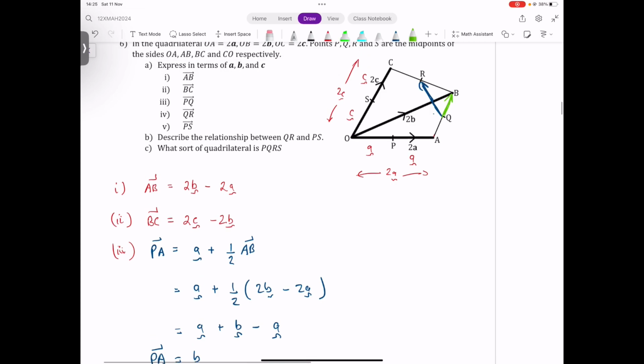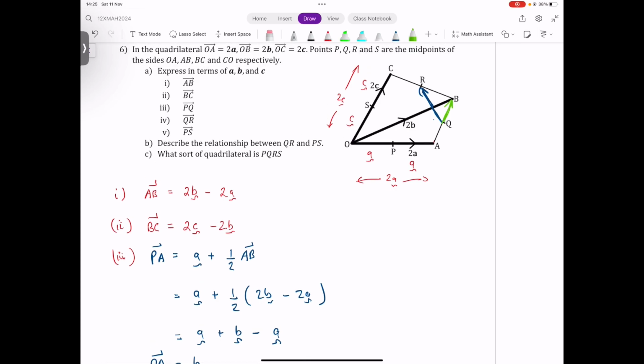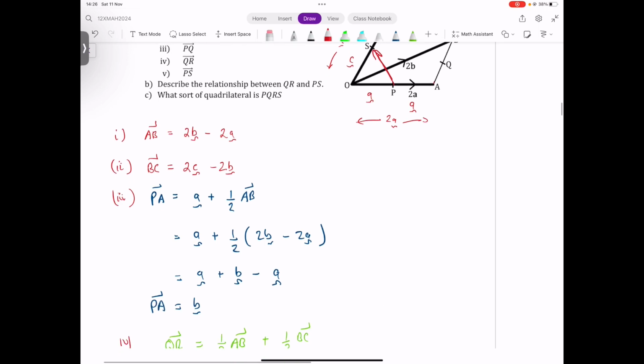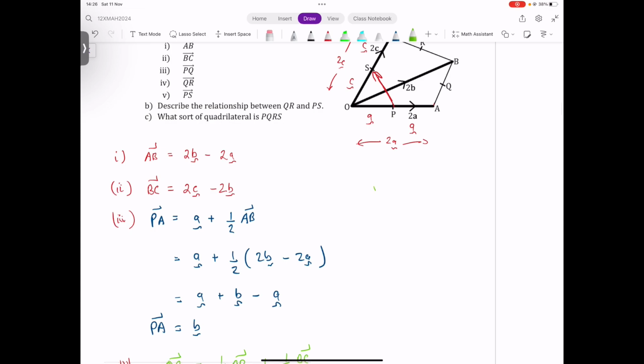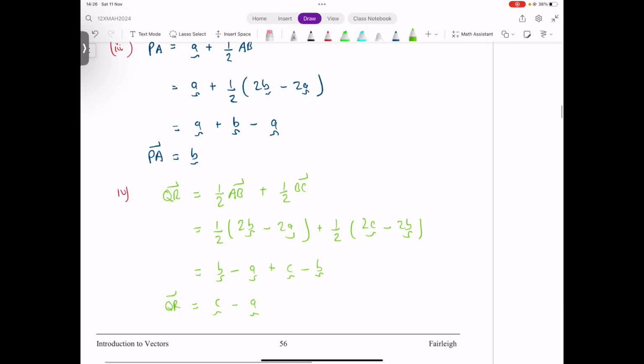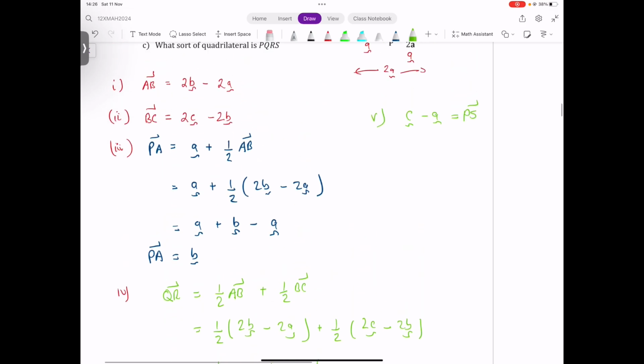And part 5, we're finding PS. So PS, rub out some of this. PS is that. And that's actually going to be, well, we're going across from O to P, and we've got O to S. The head of the second vector, which is A, to the head of the first, C. So for part 5, we're actually going to have C minus A. Now we're describing the relationship first up between QR and PS. Well, this here is equal to PS, and we already figured out that QR was also C minus A. So for part B, they're the same vector.